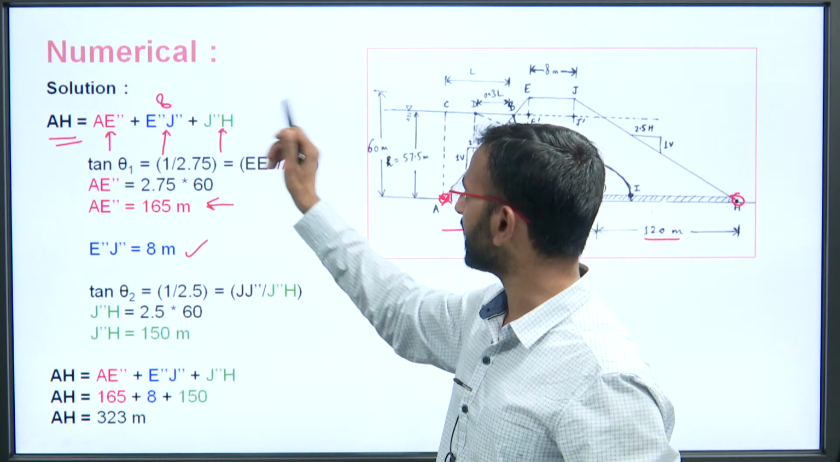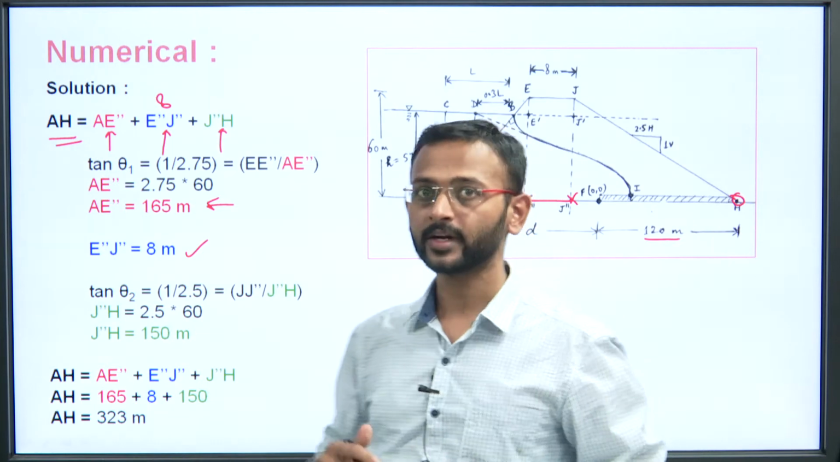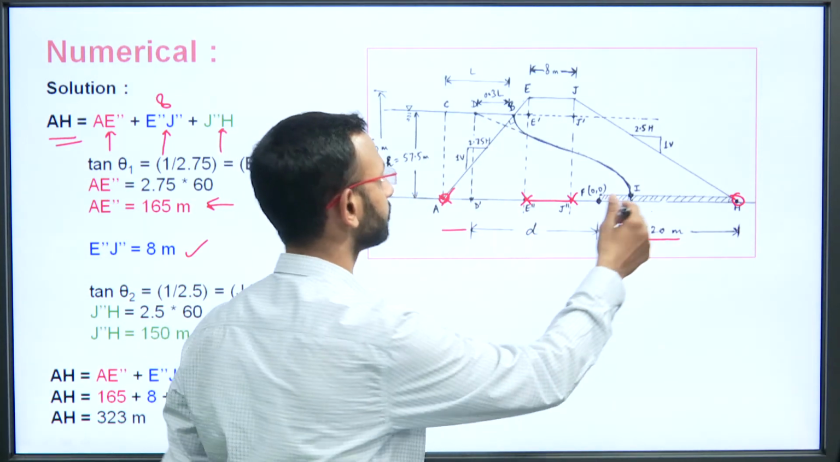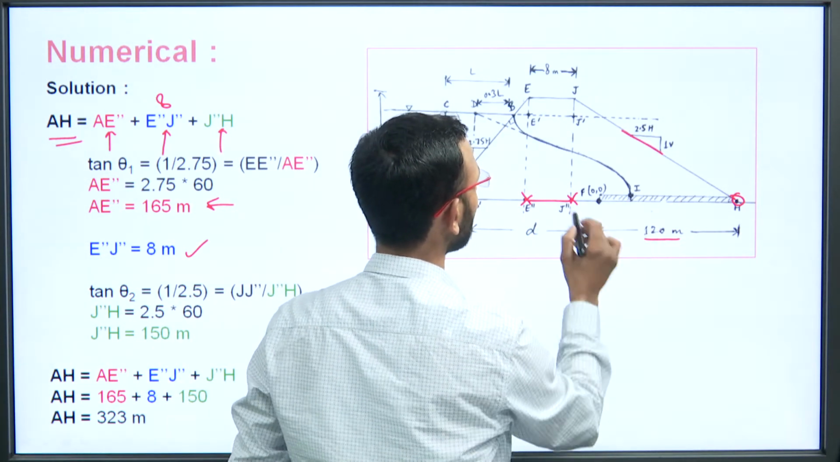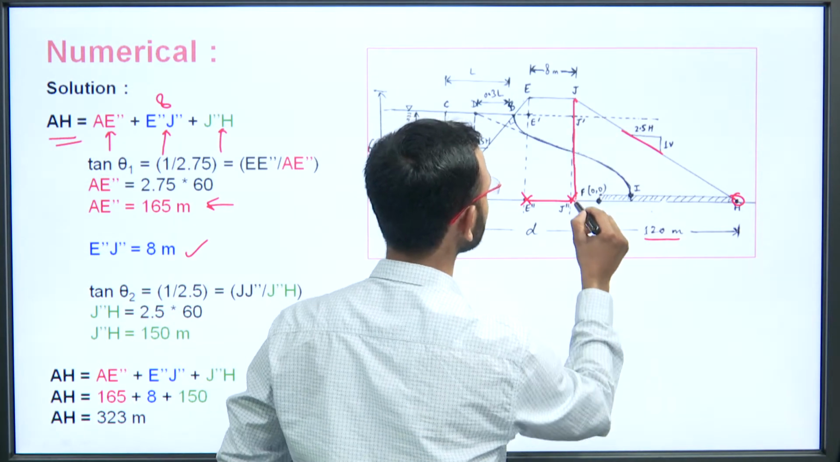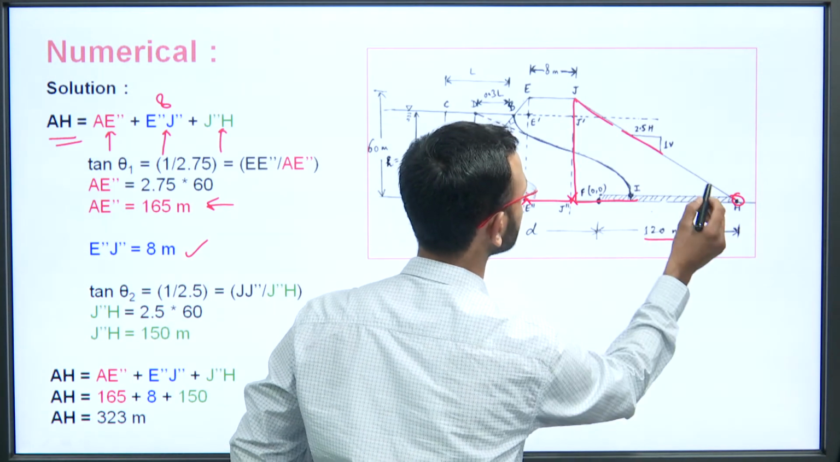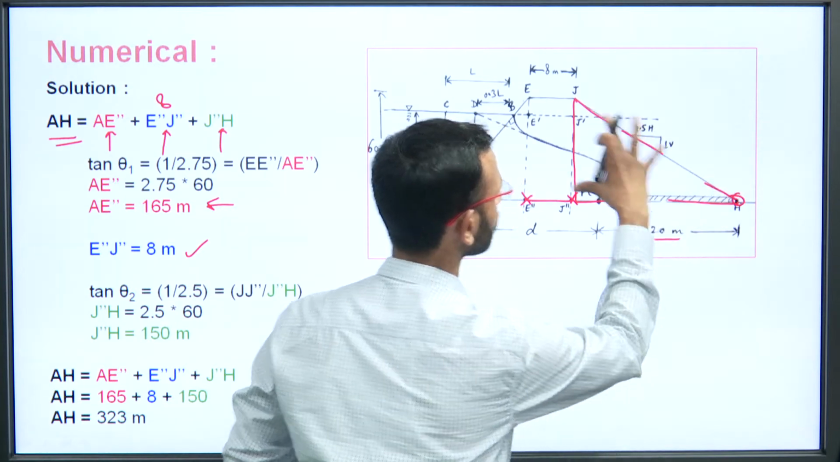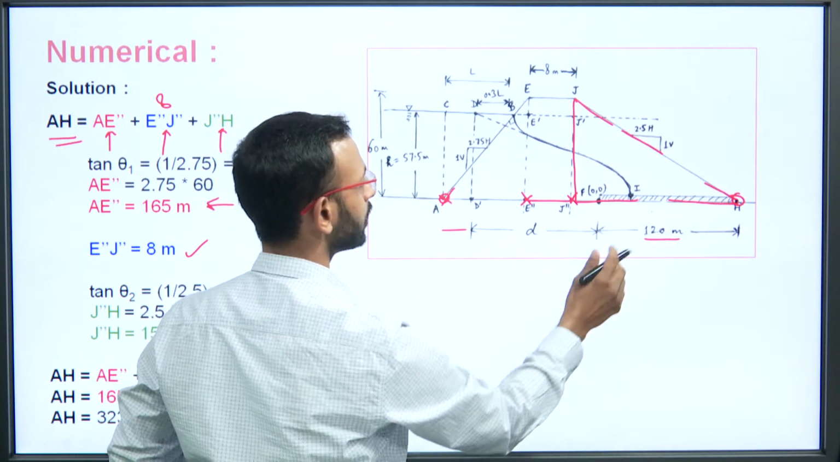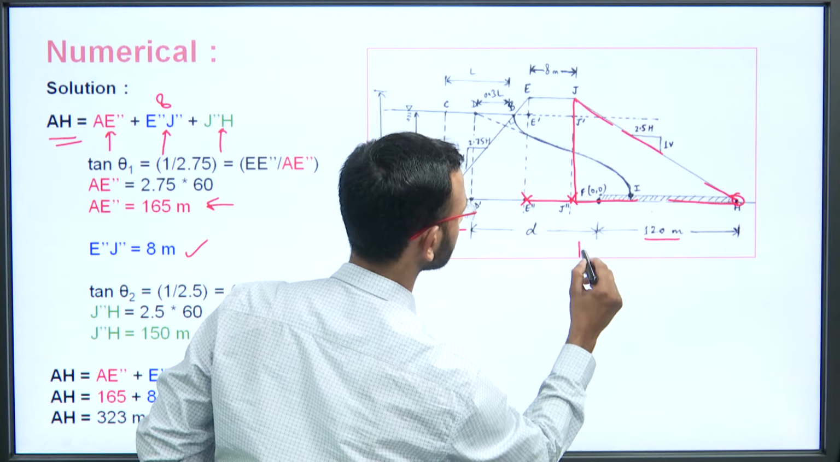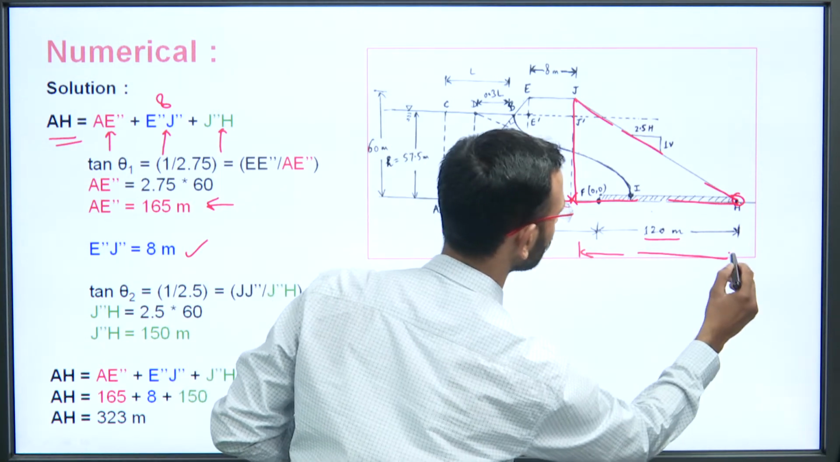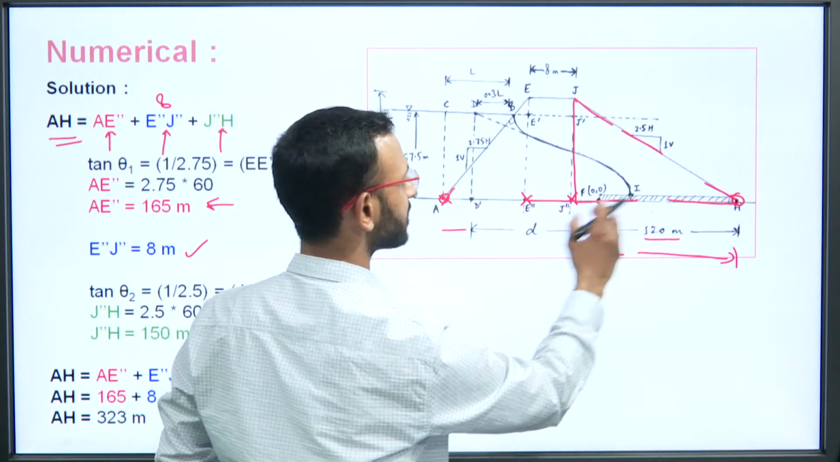Now, for J double dash H, it is on the downstream side. When you are talking about the downstream side, what happens? There is this slope, and the triangle that you will be considering is this triangle. So, this is the triangle that you will be considering. So, what is this length that you want to know out? That is the J double dash H.